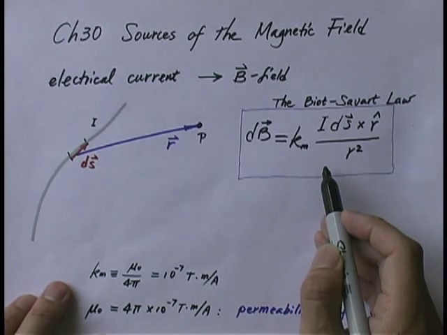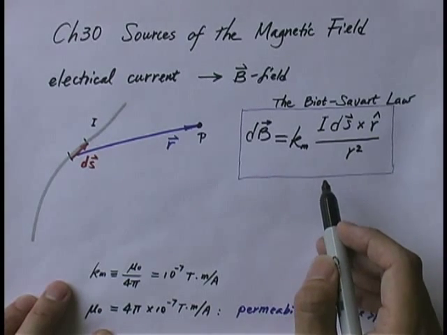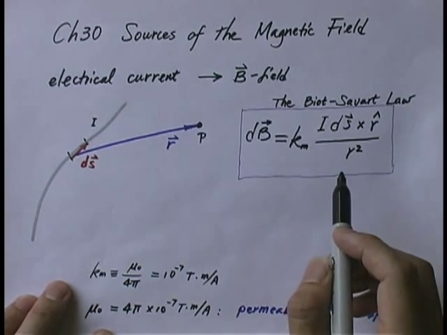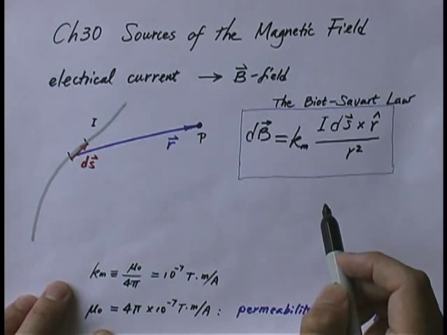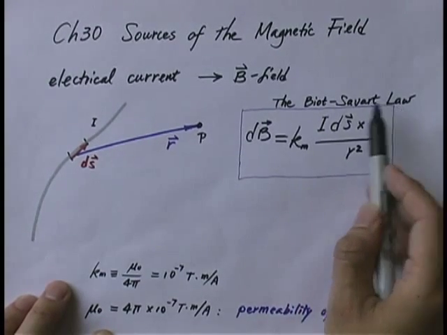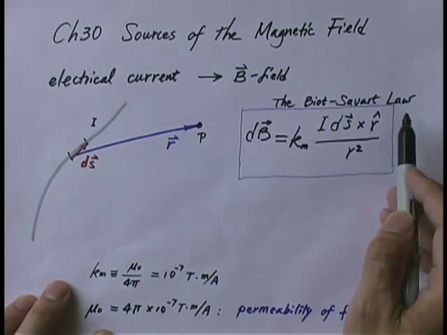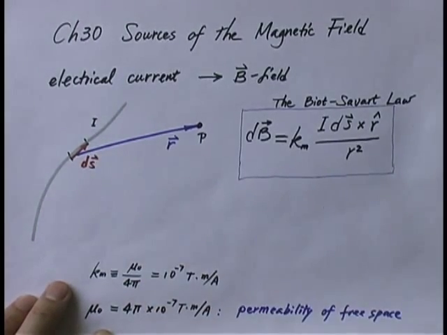This is, again, analogous to Coulomb's law. It has the same importance in the calculation of the magnetic field as Coulomb's law has in the case of the electric field. It is called the Biot-Savart law. And again, the electric charge in the case of Coulomb's law is now replaced with a current element. Now, this is only the magnetic field produced by a current element.